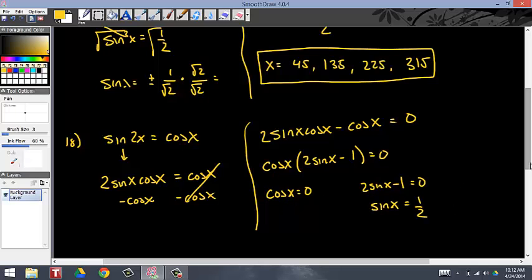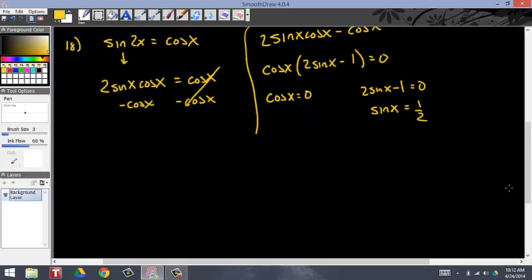Now, again, where do we pull all of our answers from? From the unit circle. So, where does cosine x equal 0 on the unit circle? Yeah, at 90 degrees and at 270 degrees. In other words, pi over 2 and 3 pi over 2, right? Very good. Where does sine x equal 1/2 on the unit circle? Where does that occur? Nate, what do you got?